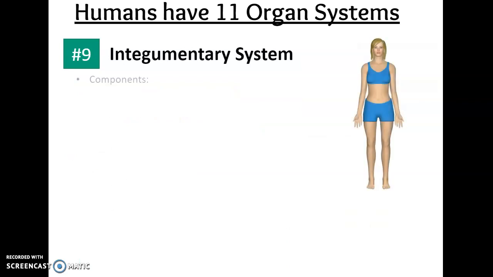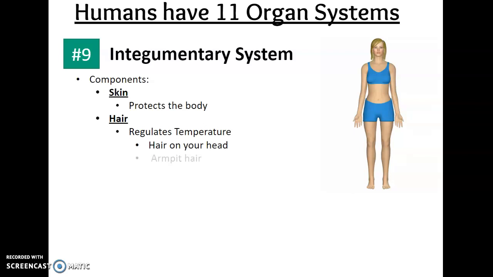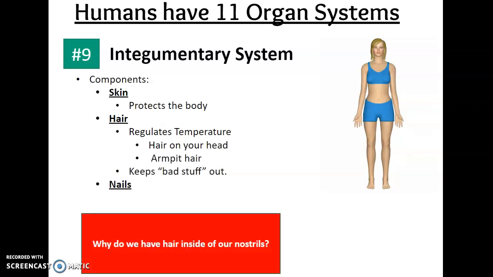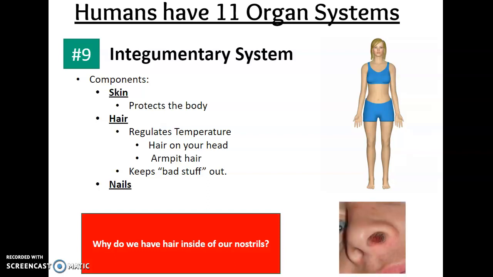The ninth system is the integumentary system. It is made up of 3 important components: the skin, the hair, and the nails. And this system is meant to protect the body. The skin protects the internal organs and the cells within the body. Hair regulates temperature on your head and also within your armpits. And it keeps also the bad stuff out. Any place that we have an entrance to the internal body, we would have some hair.